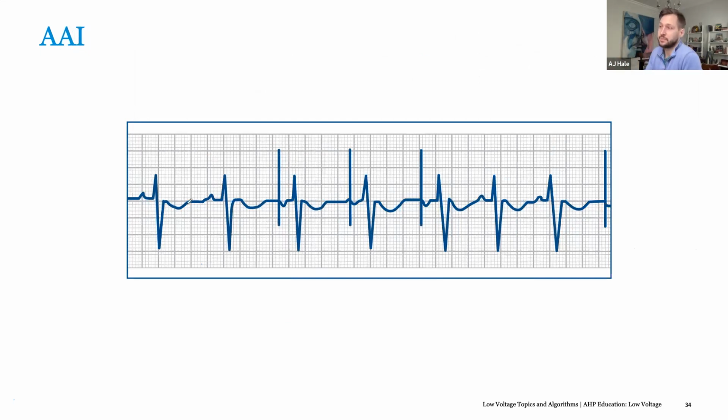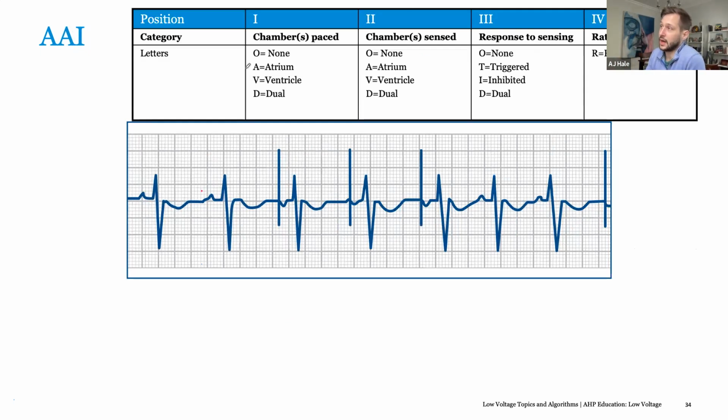AAI here, that's going to be pacing the atrium only, sensing in the atrium, and inhibiting only. You could technically have AAT. I assume, Elvis, I've never seen one, but it's technically doable. In this case, the device senses an event in the atrium. It resets a timer, 1,000 milliseconds. Atrial event occurs, so it resets a timer, waits 1,000 milliseconds. No atrial event occurs, so it paces.